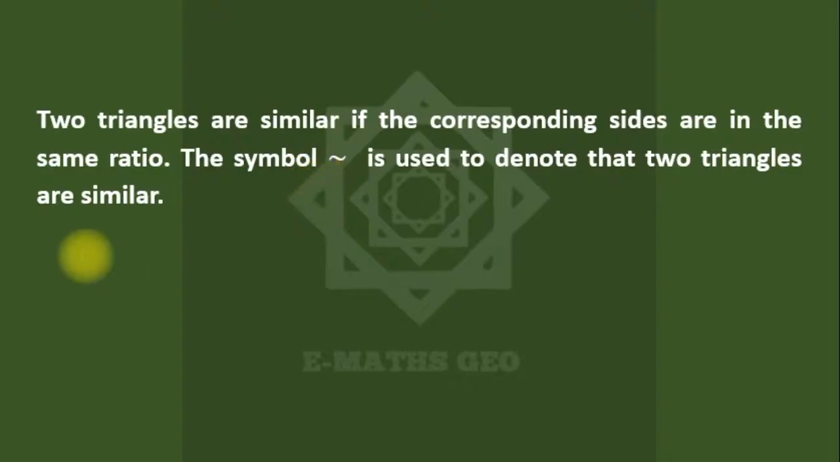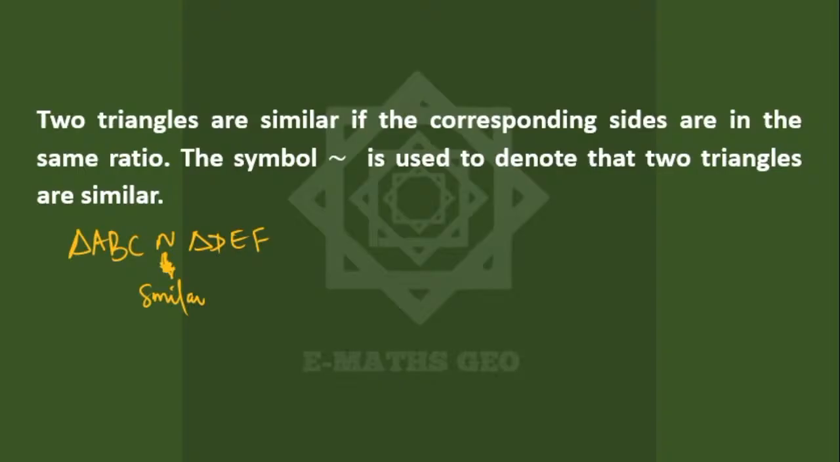For example, if someone writes triangle ABC, then this symbol, then DEF, this means triangle ABC is similar to triangle DEF. So this symbol is what we use to denote similarity. We've done the first one.